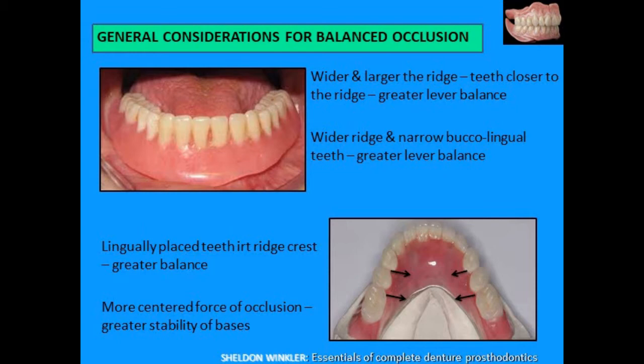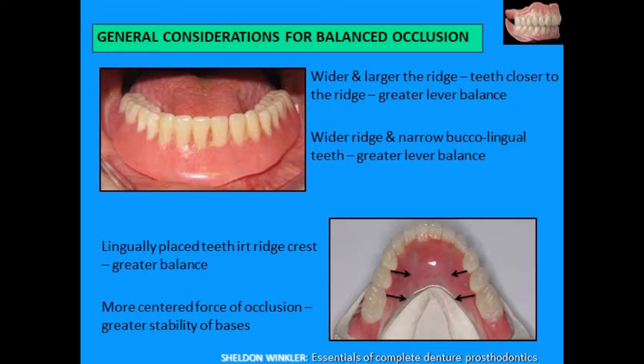Whereas if the teeth are arranged far away from the ridge and if they rest on a narrow and short ridge, then they will have a poor balanced occlusion. That means just the opposite. Next, wide ridge and narrow buccolingual teeth also give greater lever balance. And when the teeth are arranged slightly on the lingual side of the crest of the ridge, that can also lead to greater balance. That is, ideal balance can be achieved in that case. Whereas arranging the teeth buccally will lead to poor balanced occlusion.